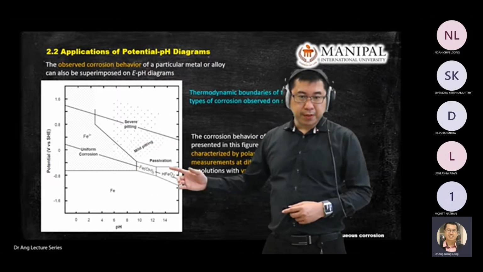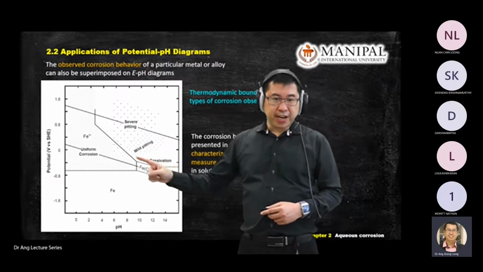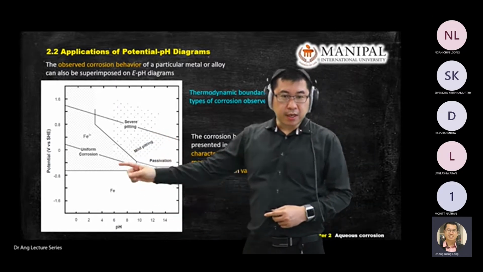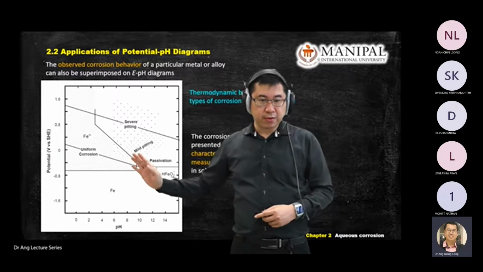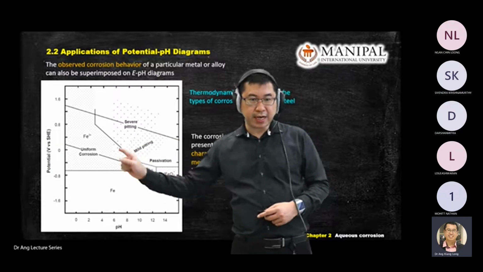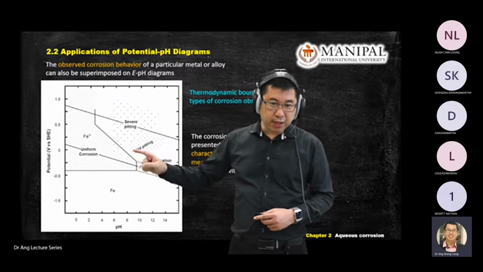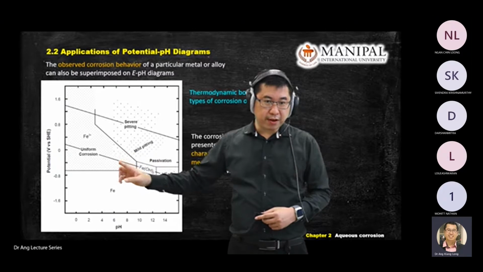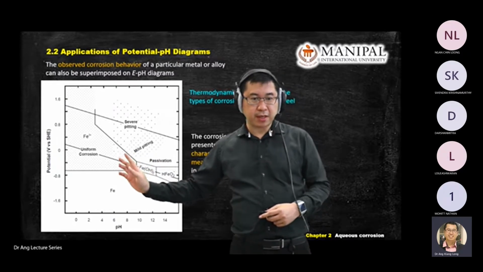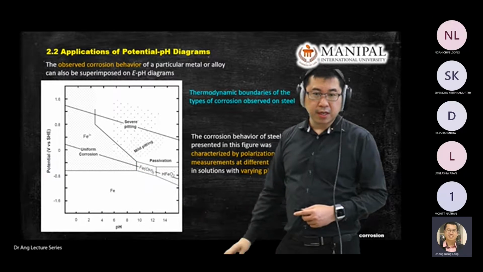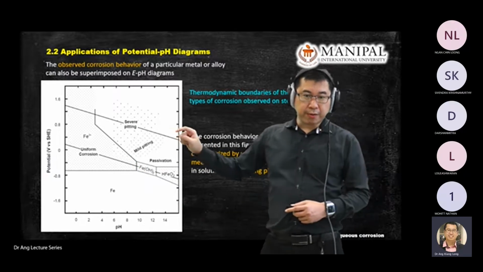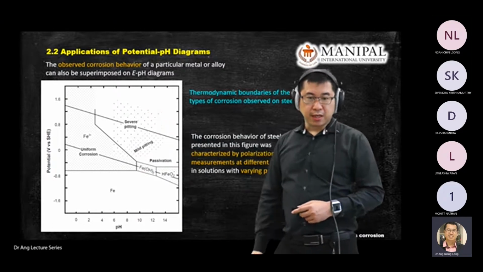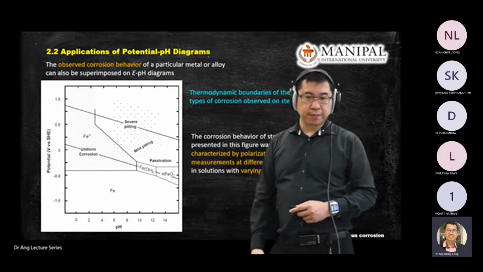For example, if your environment value lands here, you will have pitting corrosion. If you have a value on this side, on the left hand side and below this line, above this line, then you will have uniform corrosion in this region, and so on. So you have mild pitting and severe pitting, meaning very serious corrosion here. Mild pitting is here.